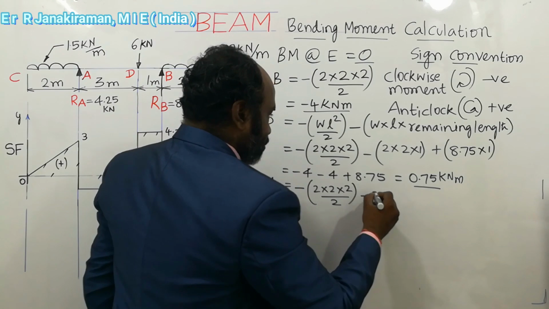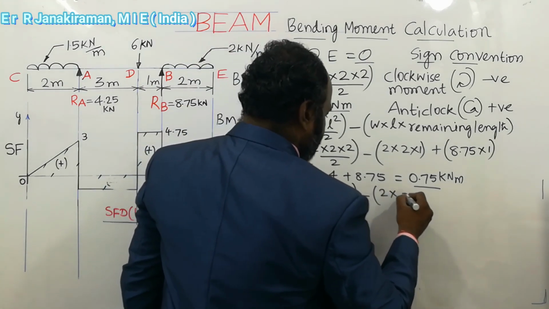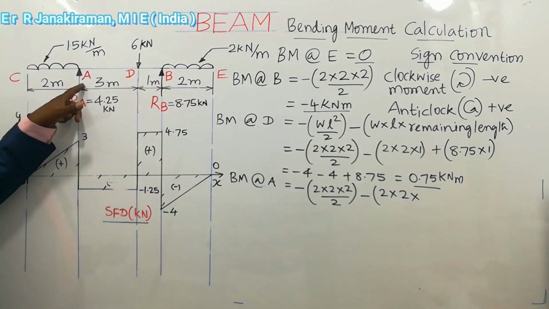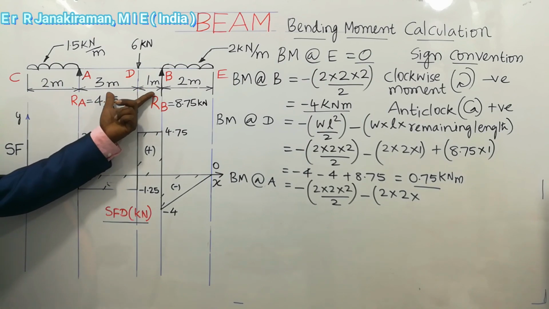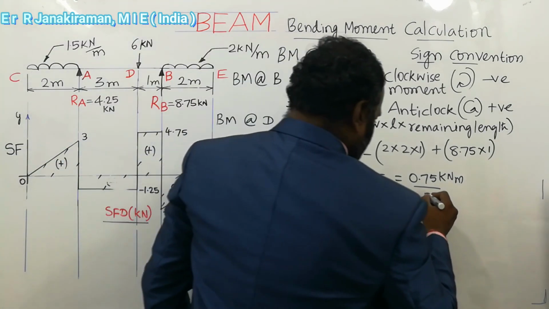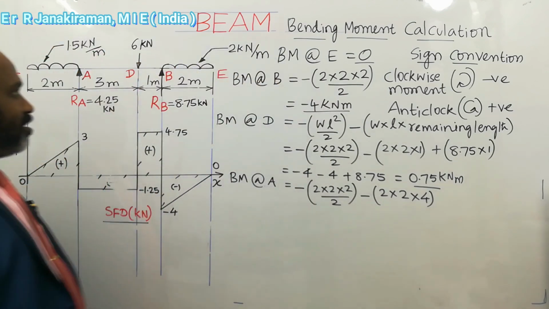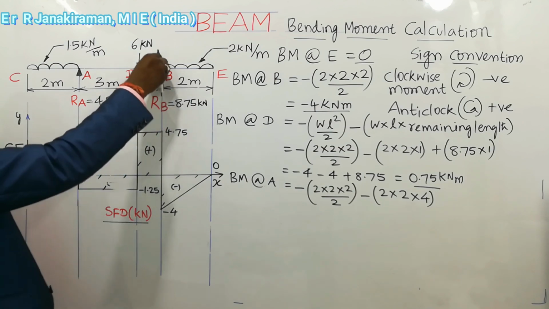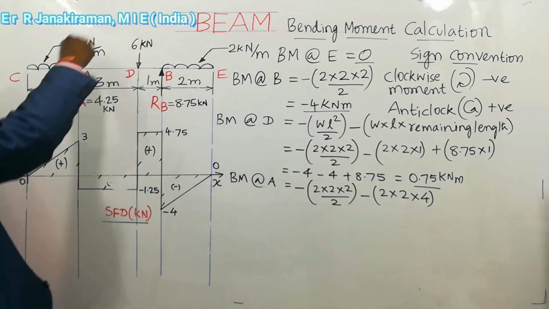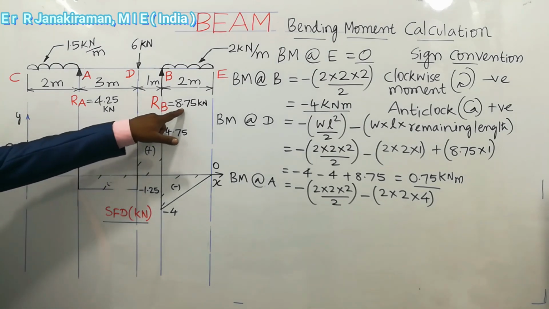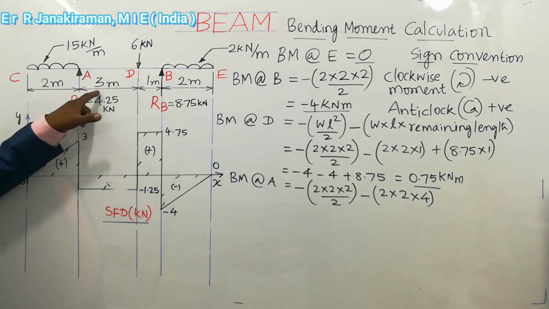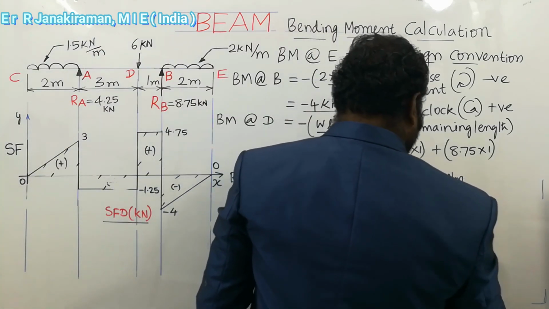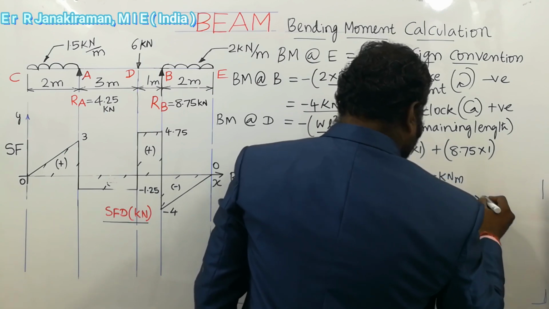So minus, UDL value is 2, into UDL length 2 meter, into remaining length. See what the remaining length is up to point A. The remaining length is 3 plus 1, 4 meter. Understand? So 4. Next is the upward force, the reaction at point B, RB. RB is an upward force. Up to A it turns like this and forms an anti-clockwise moment. So the RB value is 8.75 into the length up to A, 3 plus 1, 4 meter. So plus 8.75 into 4.